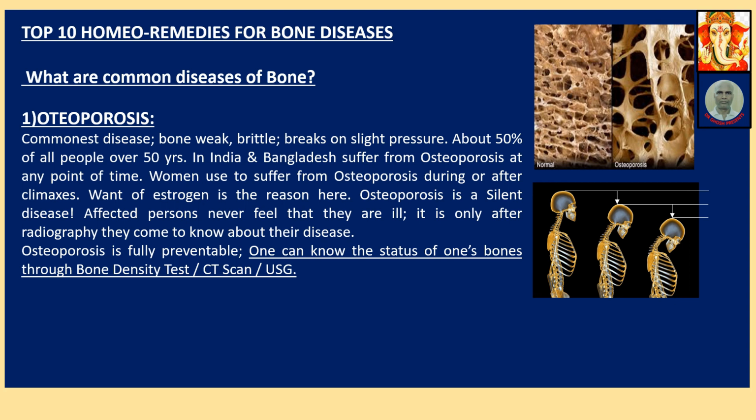On the right hand side, the topmost picture demonstrates the bony structure of normal bone and osteoporotic bone. See how thin this is and how dense that is. And here, the bony framework of the body changes in time. How it changes in time has been demonstrated here. When the person is young, the whole structure is straight. As time passes, it slightly bends forward. It is going to be bent forward.